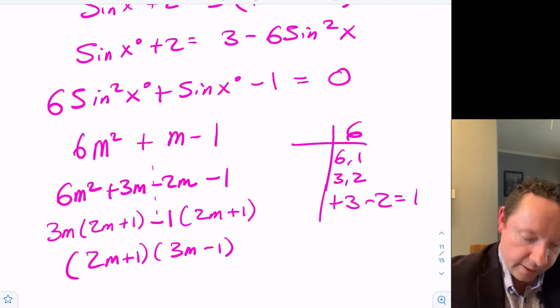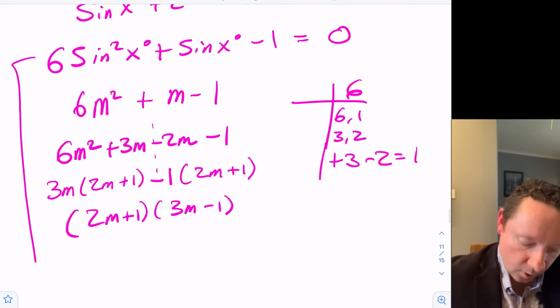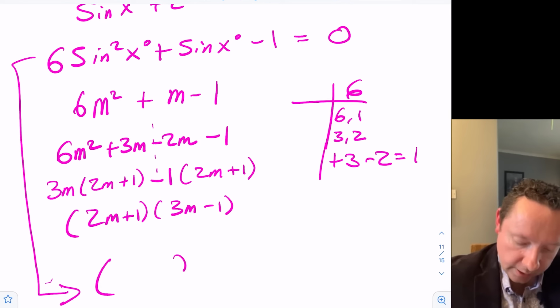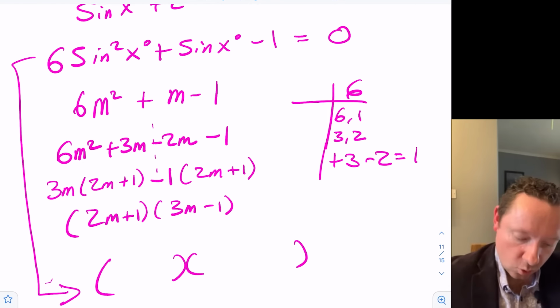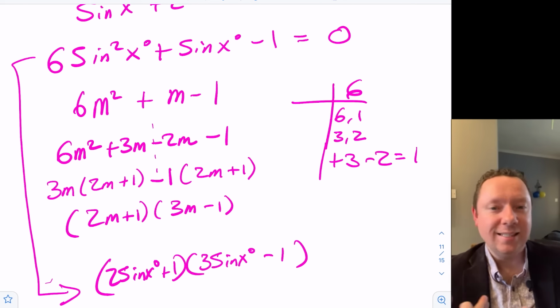So then taking this and making it our sine, that becomes double brackets, m is just your sine x. So we've got 2 sine x plus 1, and we've got 3 sine x minus 1. And you might have got to that factorisation just by looking.